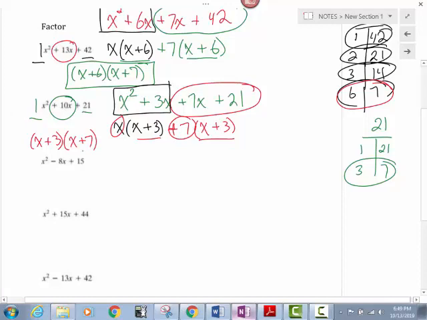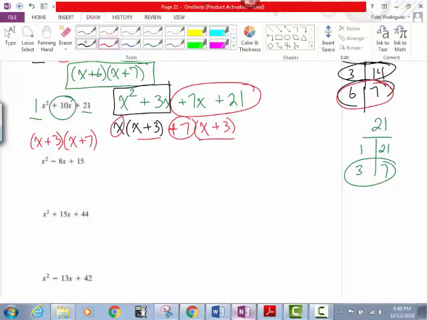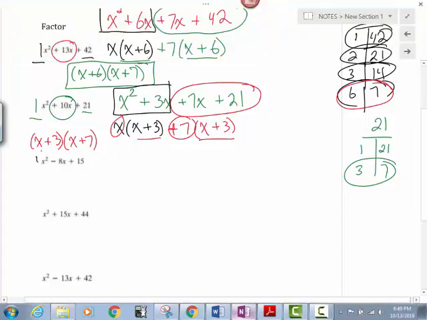Okay, let's take a look at the next one. So we're going to keep playing this little game as long as we can. I'm going to think of that number as a 1, right? So 1 times 15 is the number 15. So what numbers multiply to 15? 1 and 15 and 3 and 5, okay?